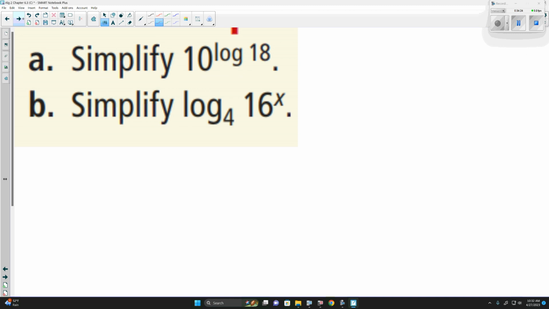Now A is a little bit easier than B, but what would we say 10 to the log of 18 is? 18. Because the base, even though it's not written, is understood to be 10. So with log, if the base is 10, we don't actually have to write it, just like with natural logs and e.